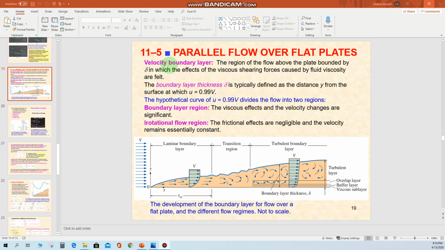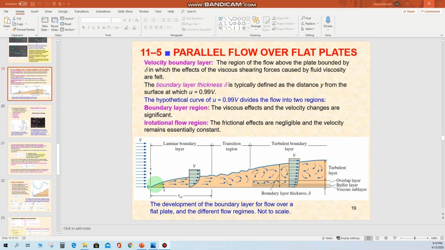First one is the velocity boundary layer. What is this layer? The region of flow over or above the plate bounded by a thickness delta in which the effects of viscous shearing forces caused by the fluid viscosity are felt. Okay, so what is the velocity boundary layer? This is this layer on this figure. So this is a layer on which you can have the effects of the viscous shearing forces.